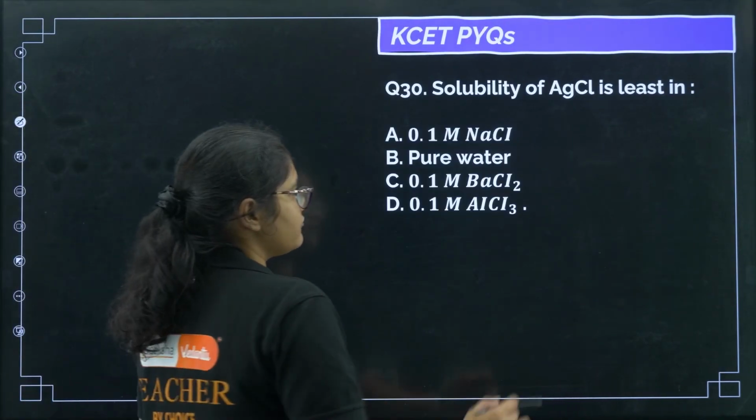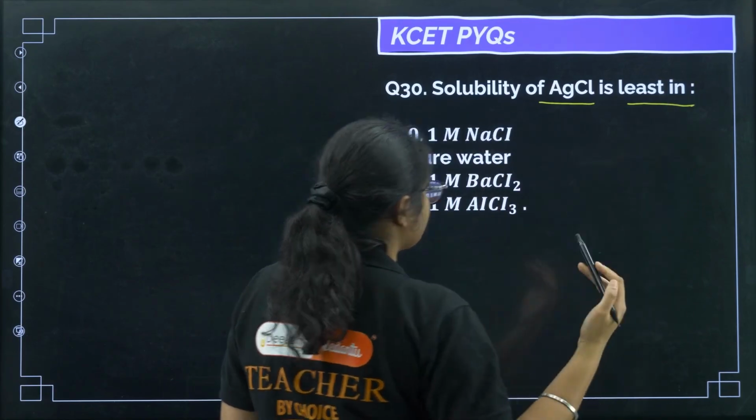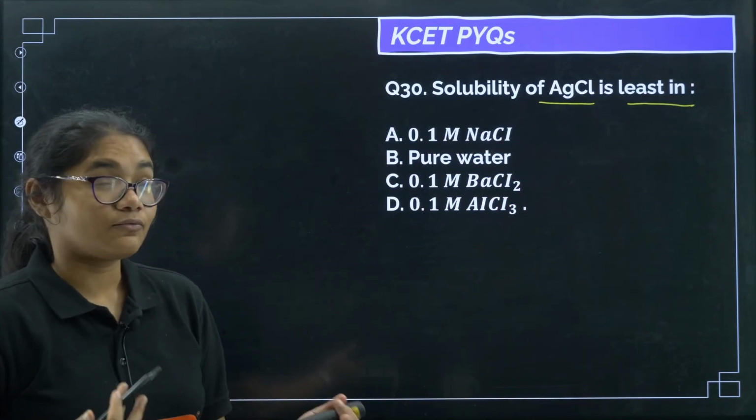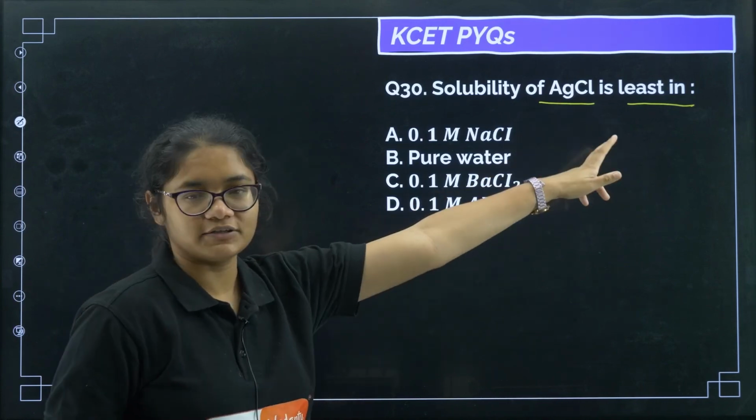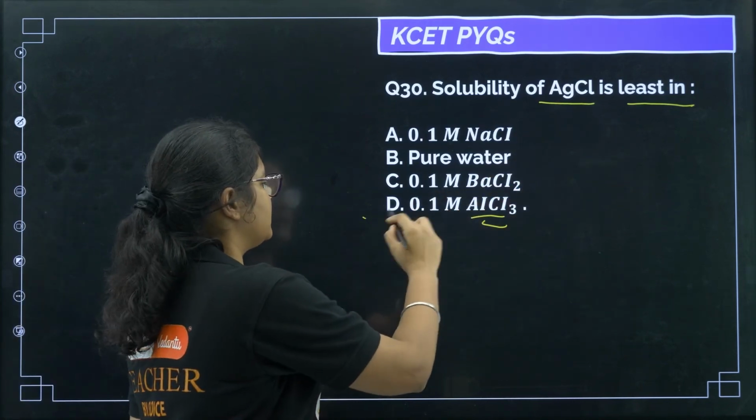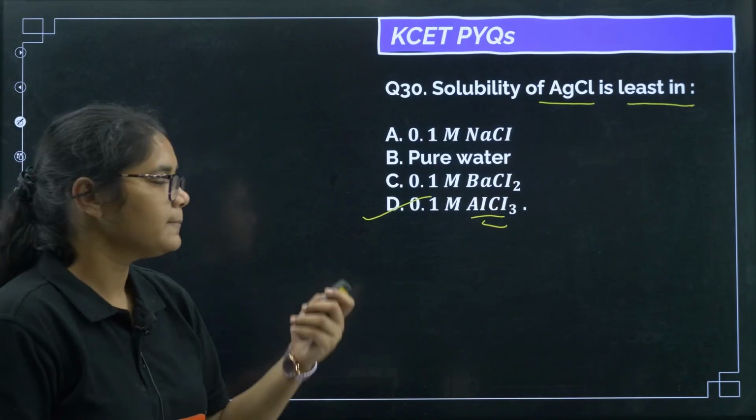Next, the solubility of AgCl is least in. So again based on common ion effect, you can say more is the chloride ion, less will be the solubility. Option number D is the correct answer here.